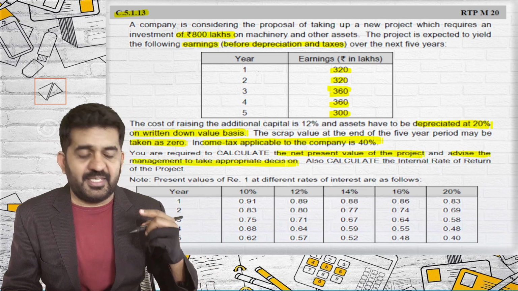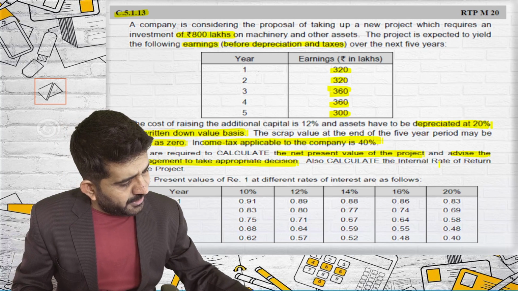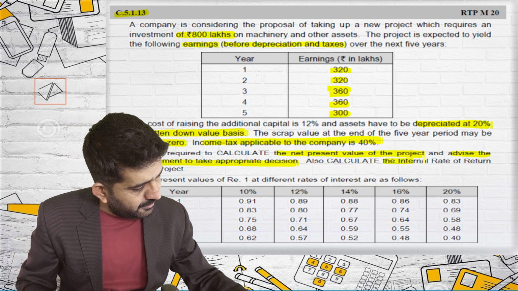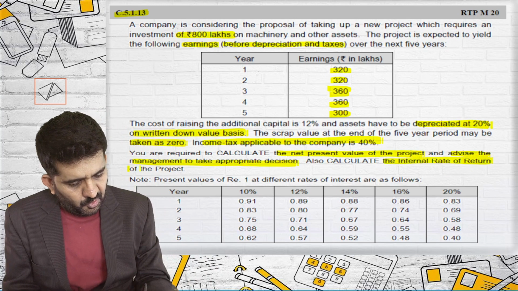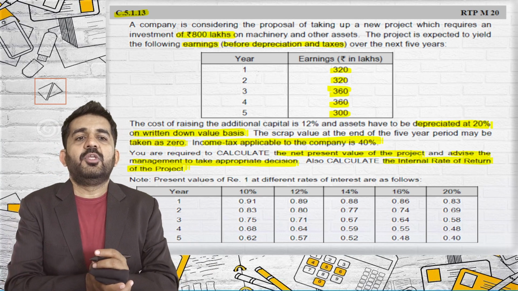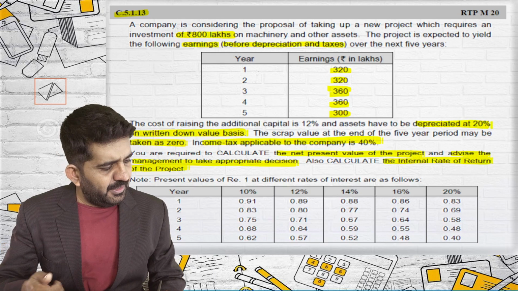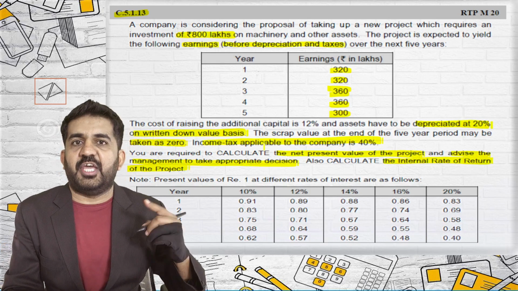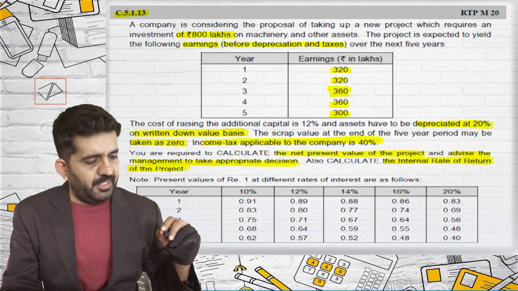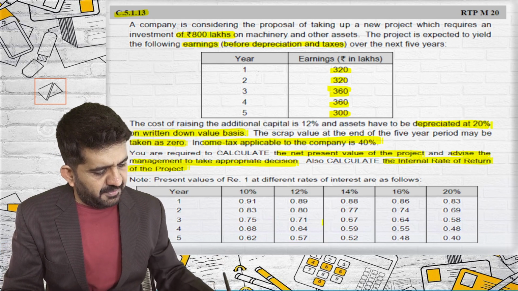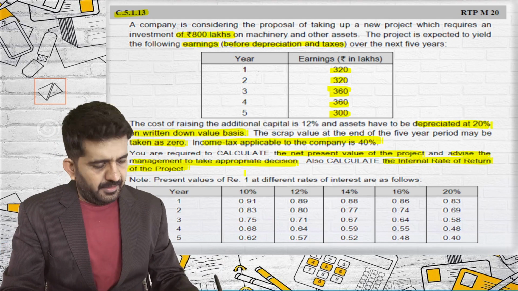We will be advising in a good manner. Also calculate the IRR of the project. There is no working capital, that is good. But we will first find out the cash flow, and then we will try to find out NPV and IRR. All right.